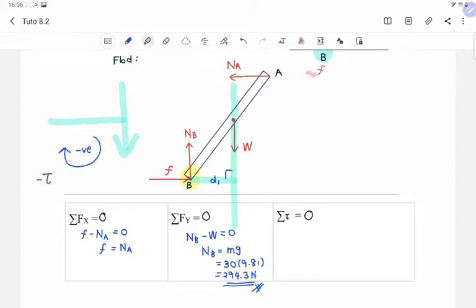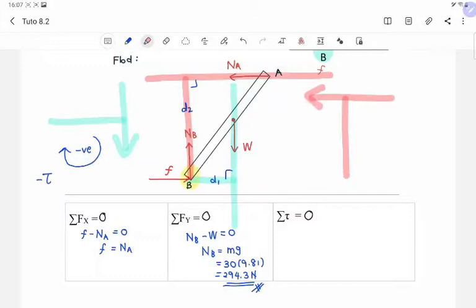Okay, next for NA. So this is the line of action for NA. 90 degree from the line of action straight to the point of rotation, 90 degree. So this is D2, the moment arm for NA. So the direction of rotation for NA. So this is the D, D2, and this is the direction of NA. Therefore, the direction of the torque would be anti-clockwise, and anti-clockwise is positive torque. NA will give positive torque.